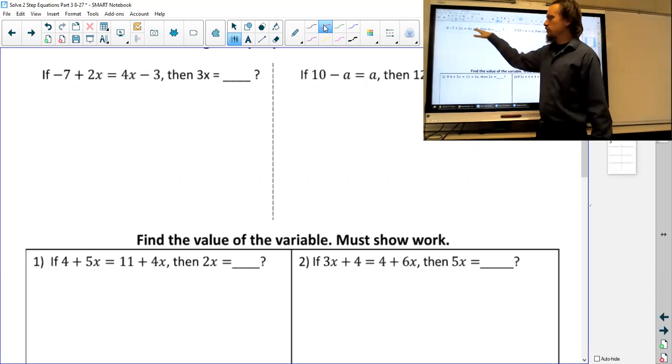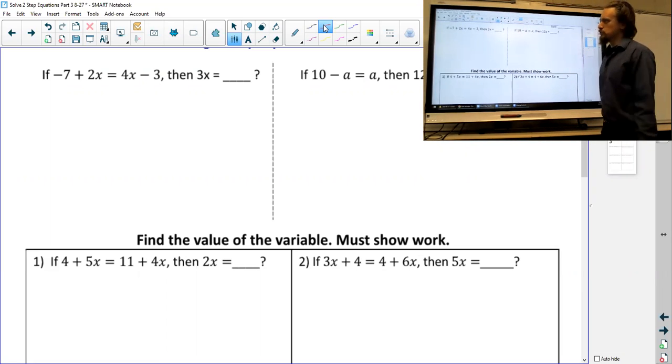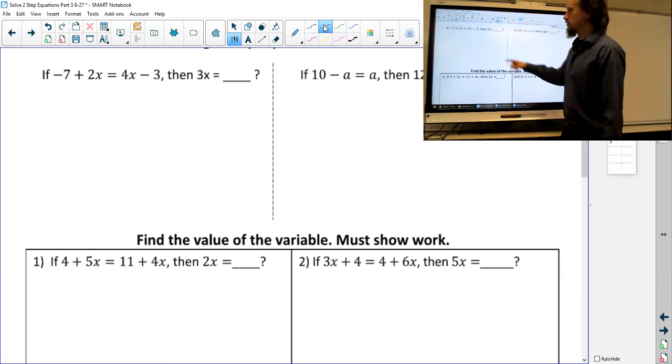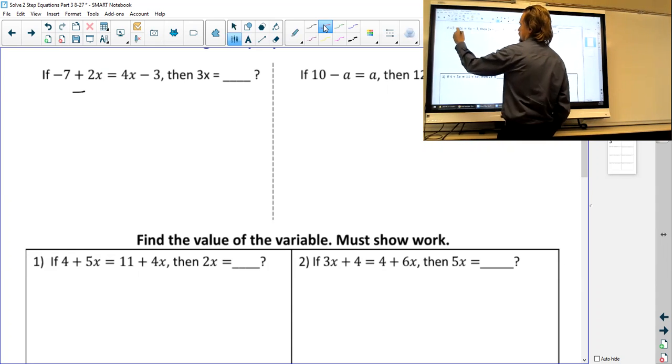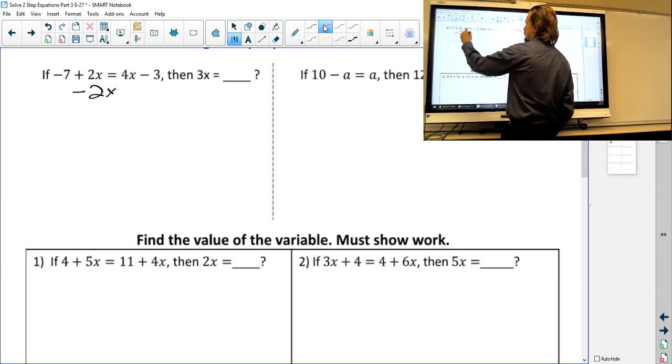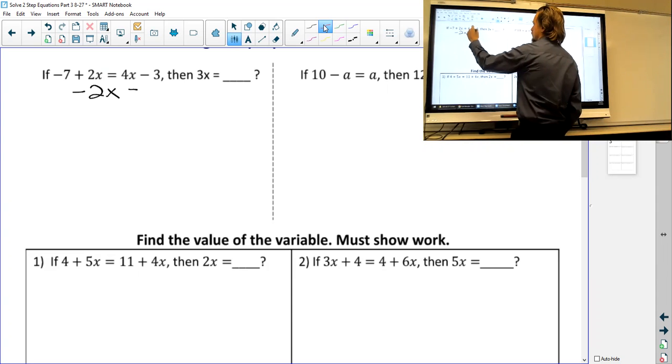So if you have a variable on one side, or both sides rather, we want to get rid of one of them. It doesn't matter which one you move, but I would always want to keep my variable positive. So if I'm looking at 2x and 4x, I want to move this 2x over. So to get rid of positive 2x, we do minus 2x. Whatever we do on one side, we do to the other.